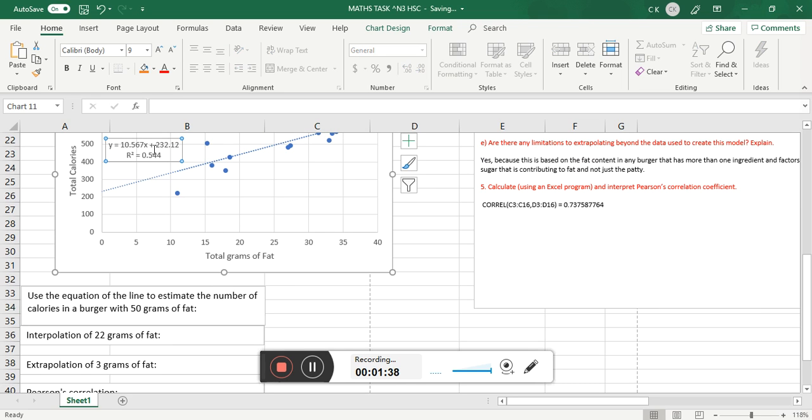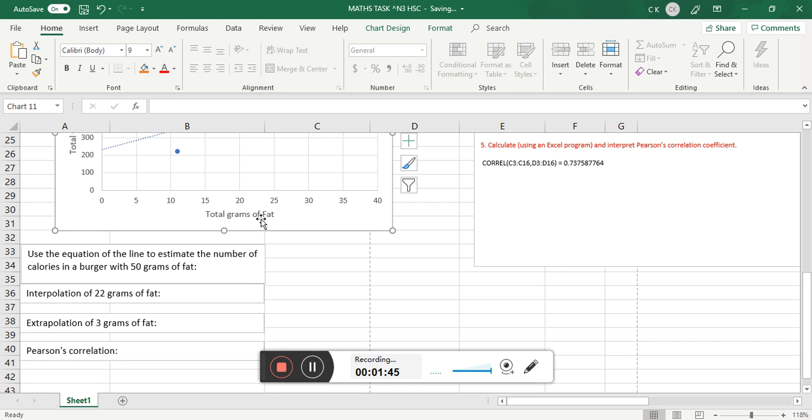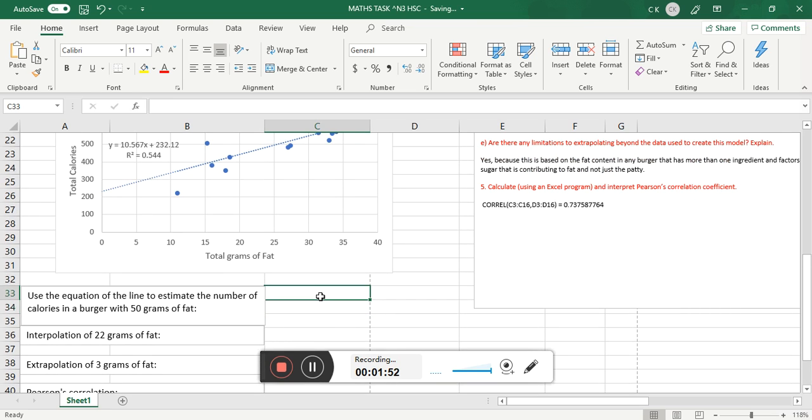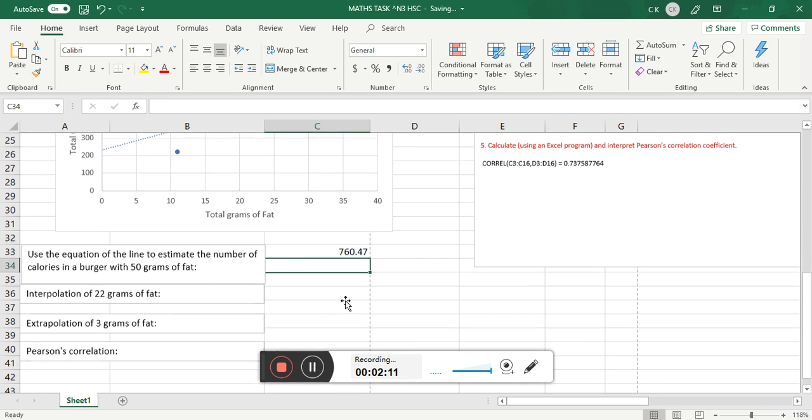Okay, so what we're going to do now, for question 4, we have to use the equation of the line, which is y equals 10.567x plus 232.12, to estimate the number of calories in a burger of 50 grams of fat. So we're going to press equals 10.567, and we're going to substitute x with 50, so times 50 plus 232.12, enter. So we can estimate that the number of calories in a burger with 50 grams of fat would be 760.47.